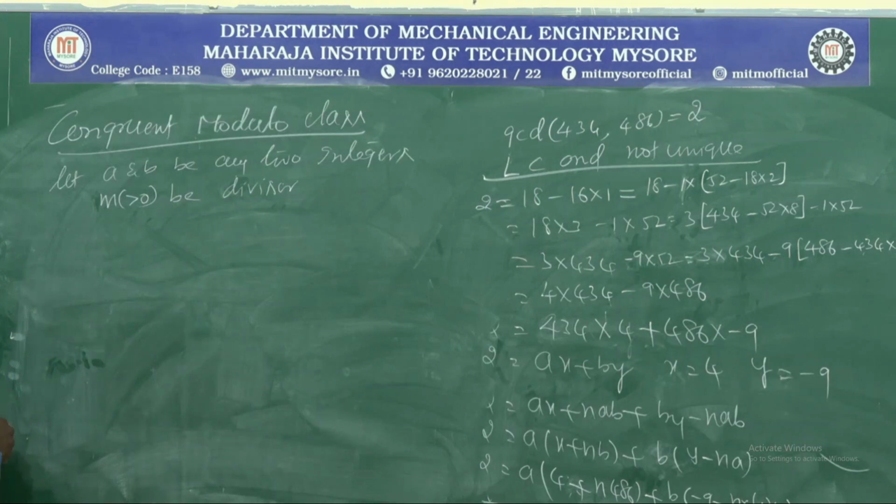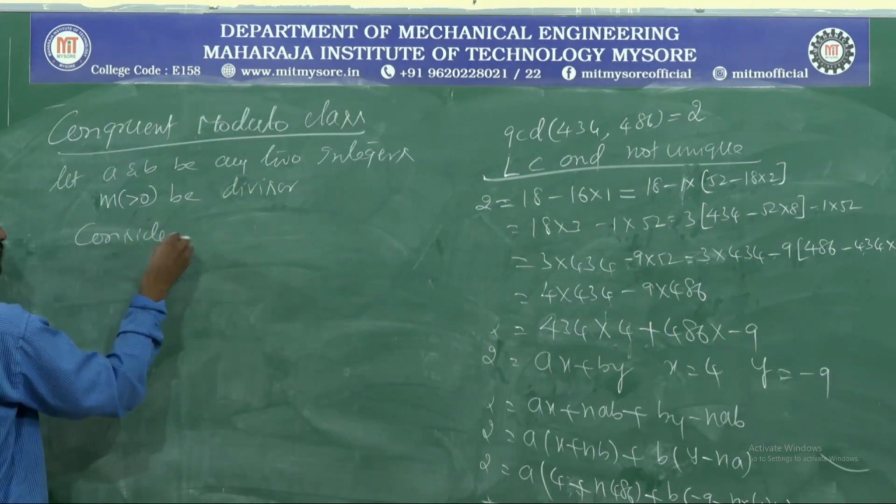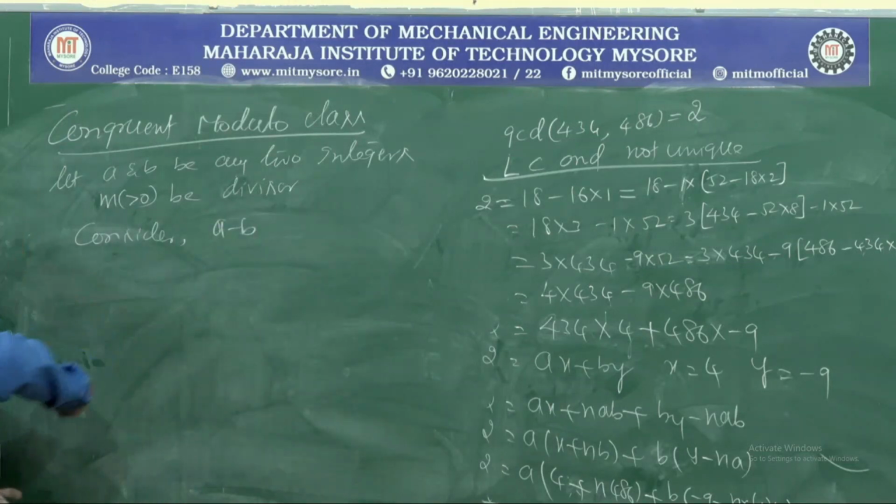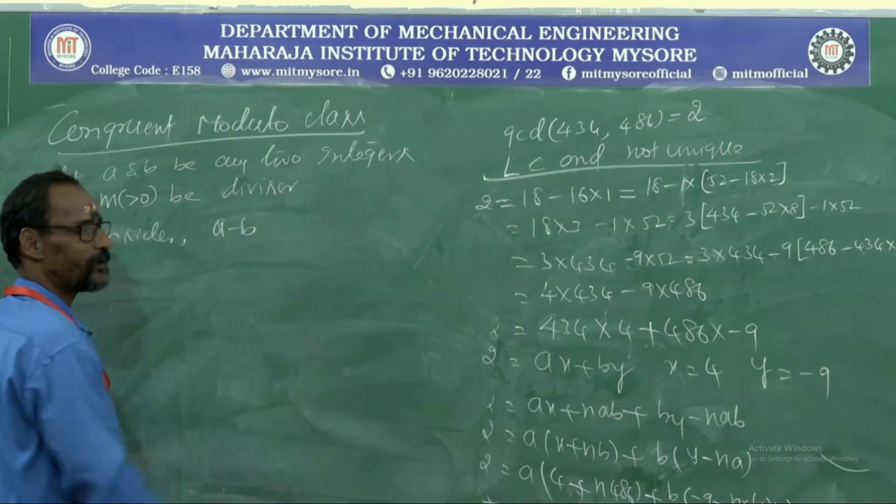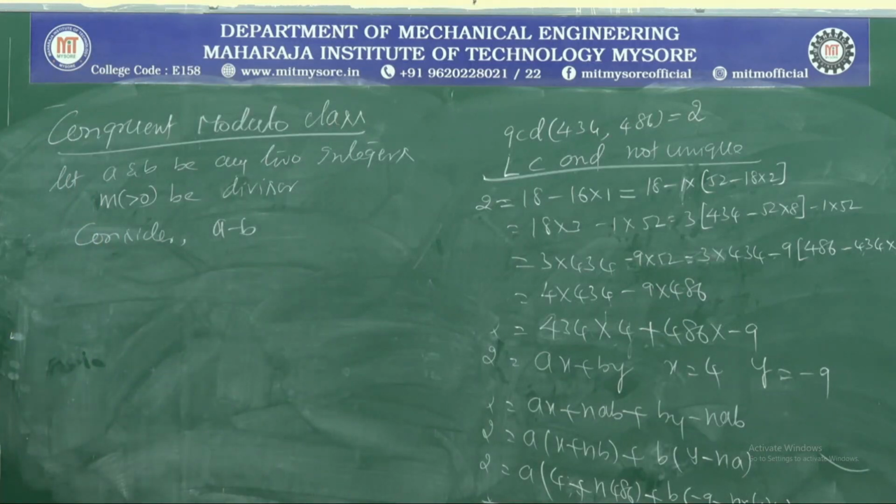Now what do you mean by this? I got two numbers A and B. M is going to be a positive integral value. You consider A minus B. See the procedure. To define modular class, what exactly are we doing? Take the difference of the given two numbers. I can write here, consider A minus B or B minus A, any one of them.